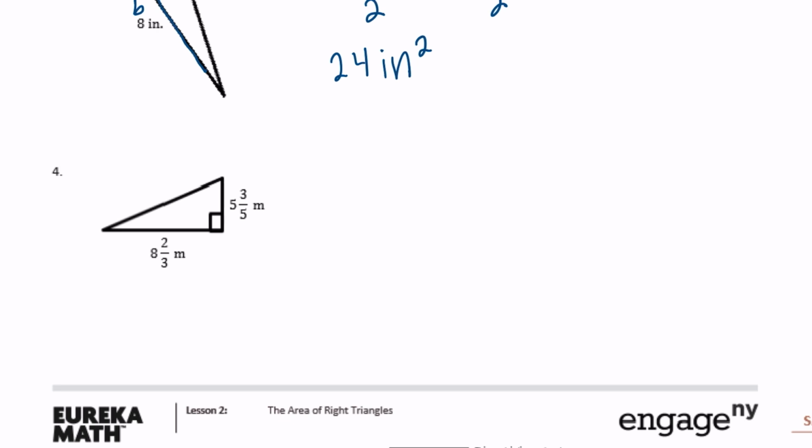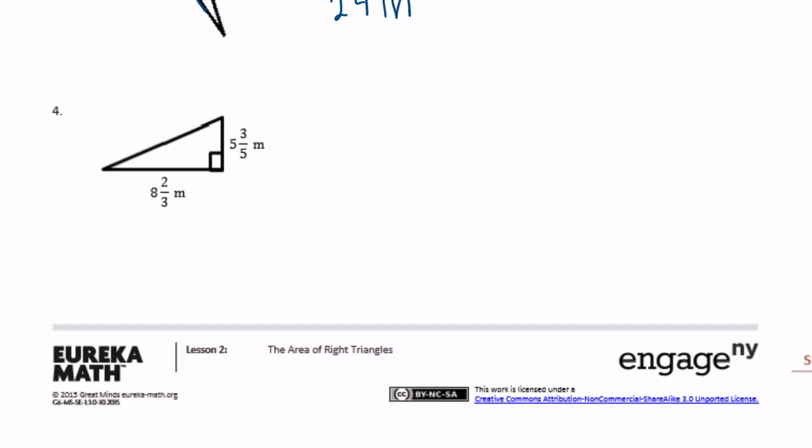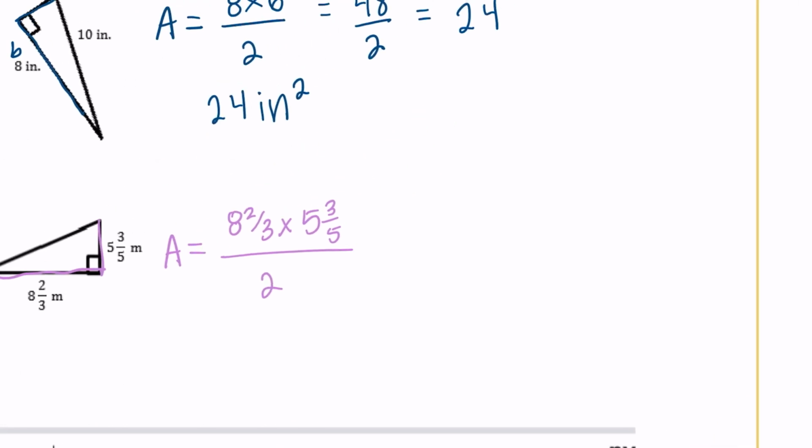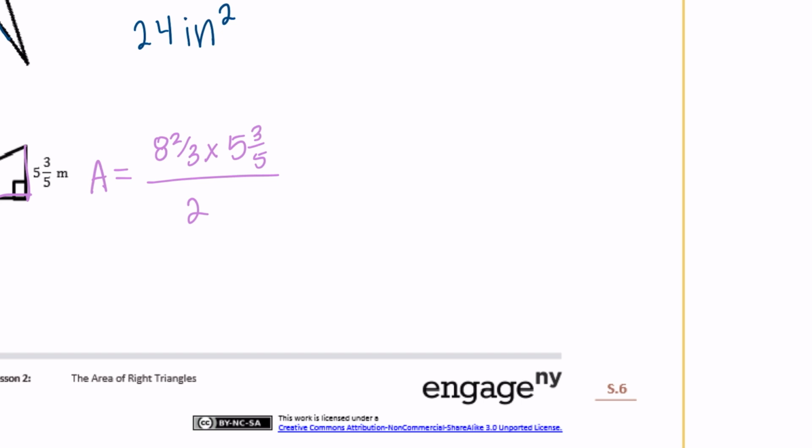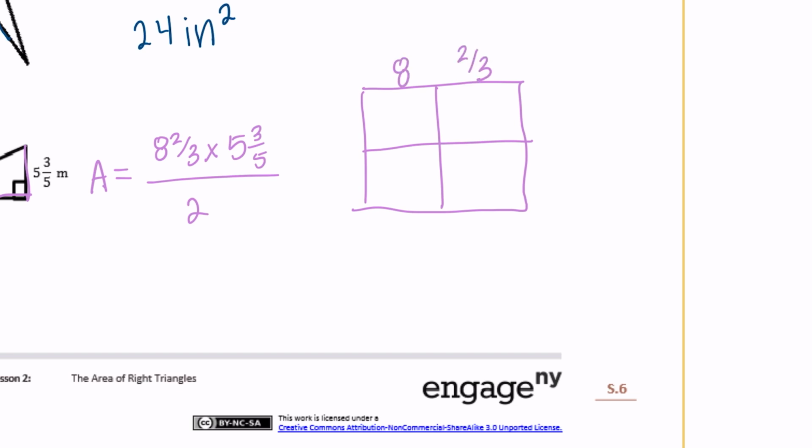Number 4. Fractions, yay. So the area would be base times height. So the base is 8 2/3 times the height is 5 3/5, and then we're going to divide that by 2. So I'm going to bring it back to the box method. That's what I like to use with these fractions. I think it just makes it more simple. So 8 2/3 times 5 3/5. Or if you want to make them improper fractions and multiply that way, you can do that too. 2 different ways to do it.